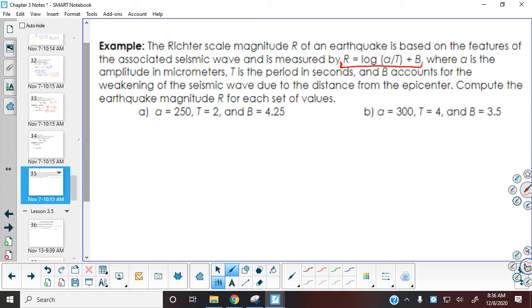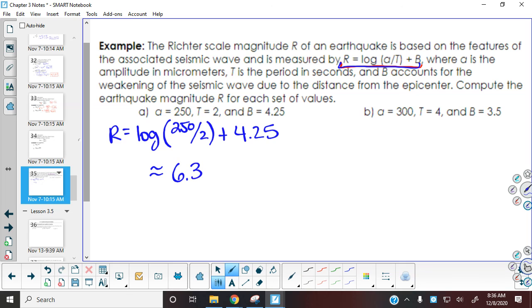So basically what you are doing is just reading and substituting where it is applicable. We're using our formula. We need to find the magnitude R. Our A is 250. So again, we're using this formula in our word problem. We've got log of 250 over T. Our T is 2, plus, and our B is 4.25. Then we just type that in our calculator and evaluate. With all of those pieces of information, we have a magnitude of 6.347.